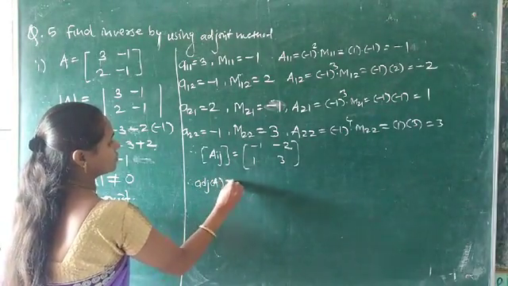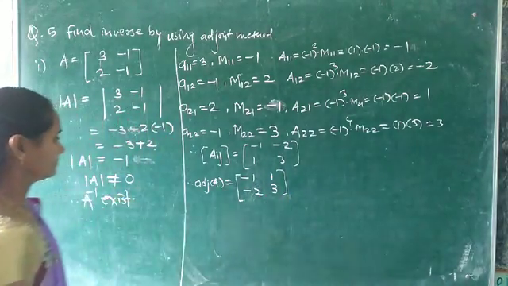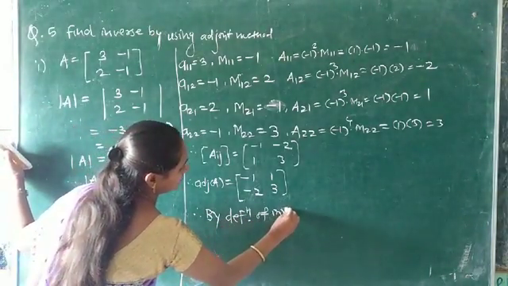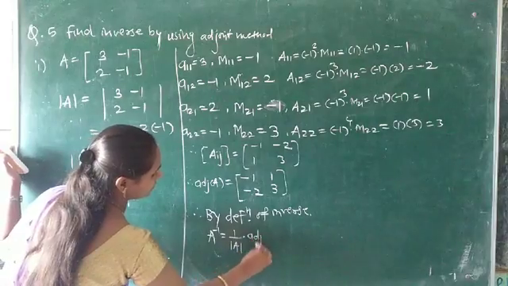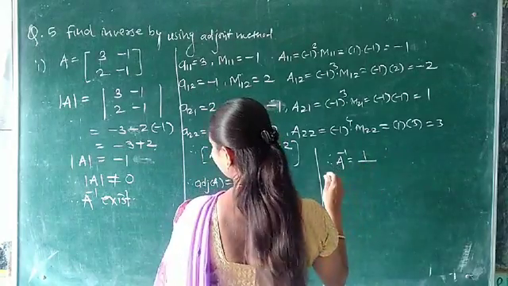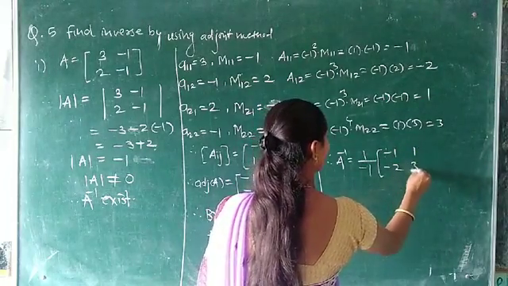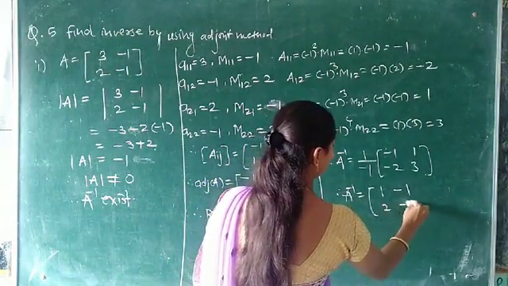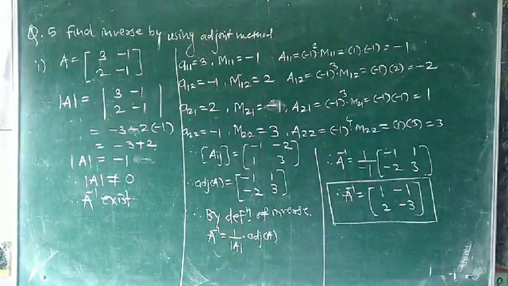Adjoint means what? The transpose of our cofactor matrix: minus 1, 1, minus 2, 3. Therefore, by the definition of inverse, A inverse is equal to 1 upon determinant A into adjoint of A. Therefore, A inverse is equal to 1 upon determinant A, which is minus 1, into the adjoint: minus 1, 1, minus 2, 3. Therefore, A inverse is equal to 1, minus 1, 2, minus 3. This is the inverse of our given matrix.